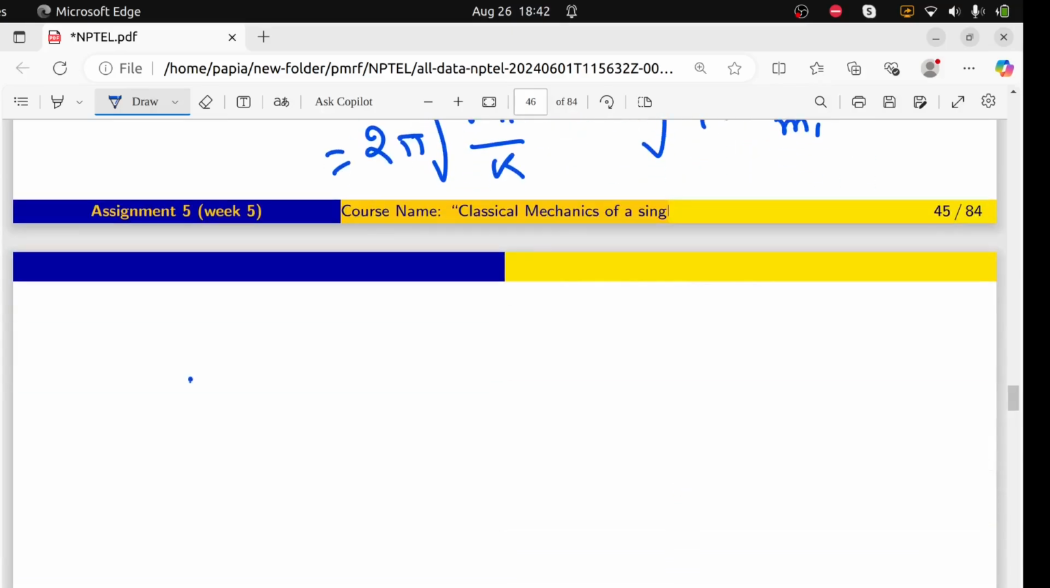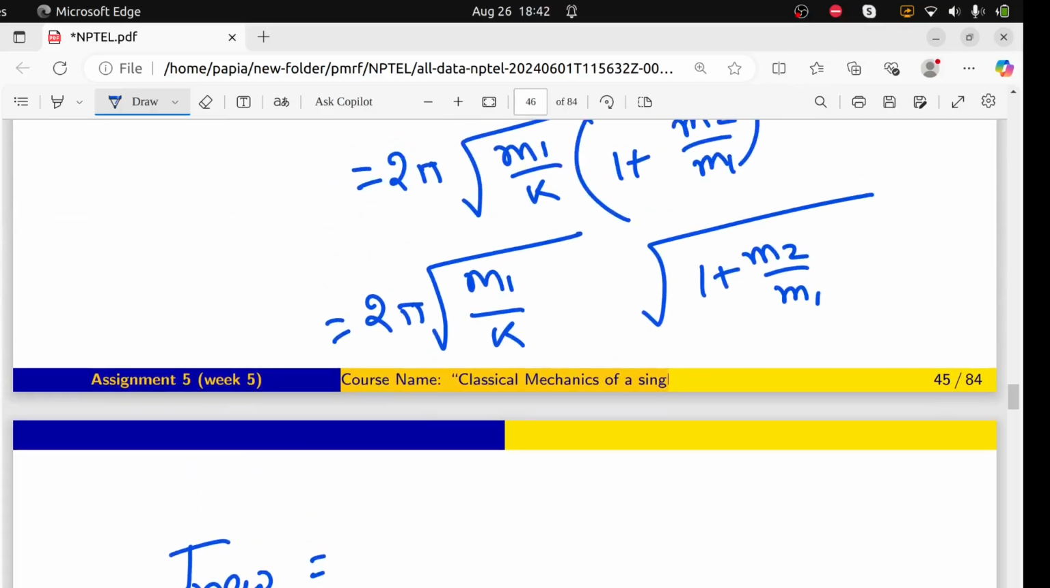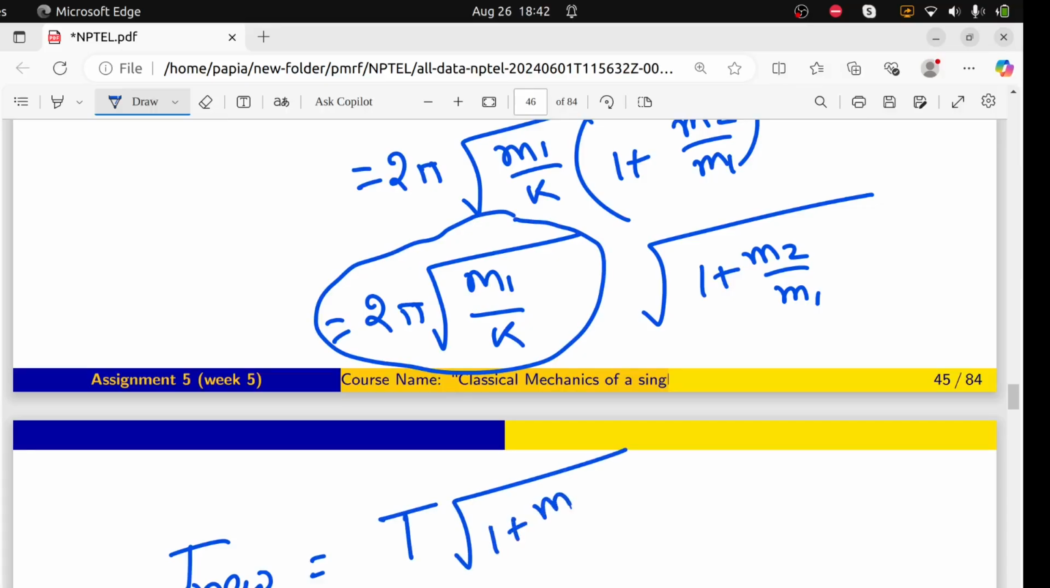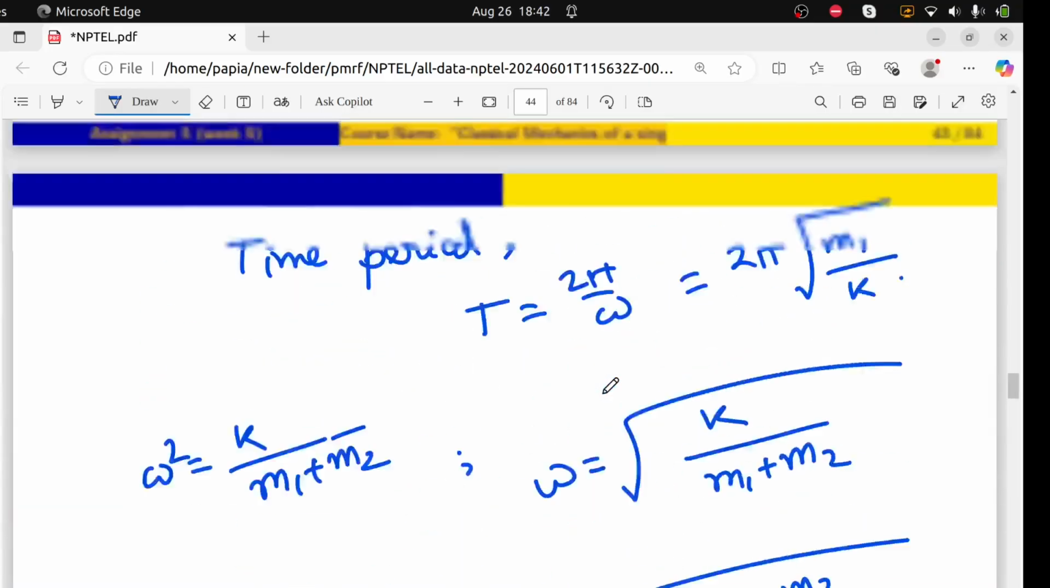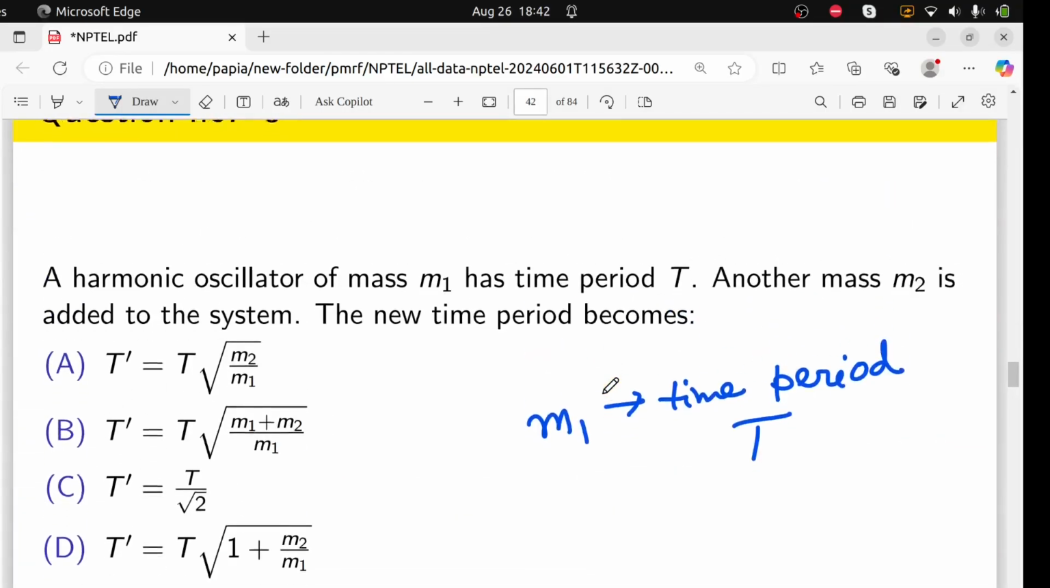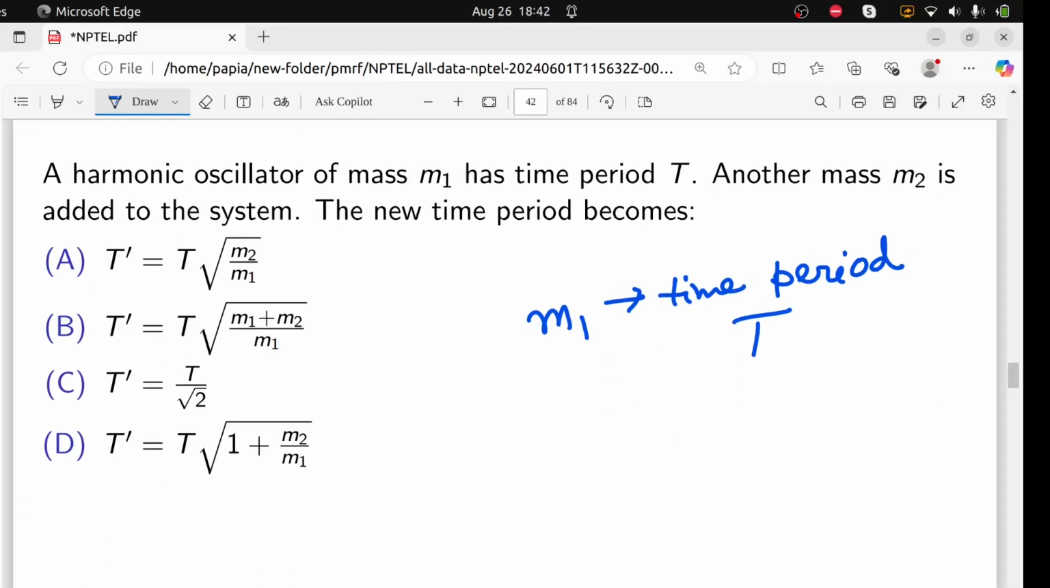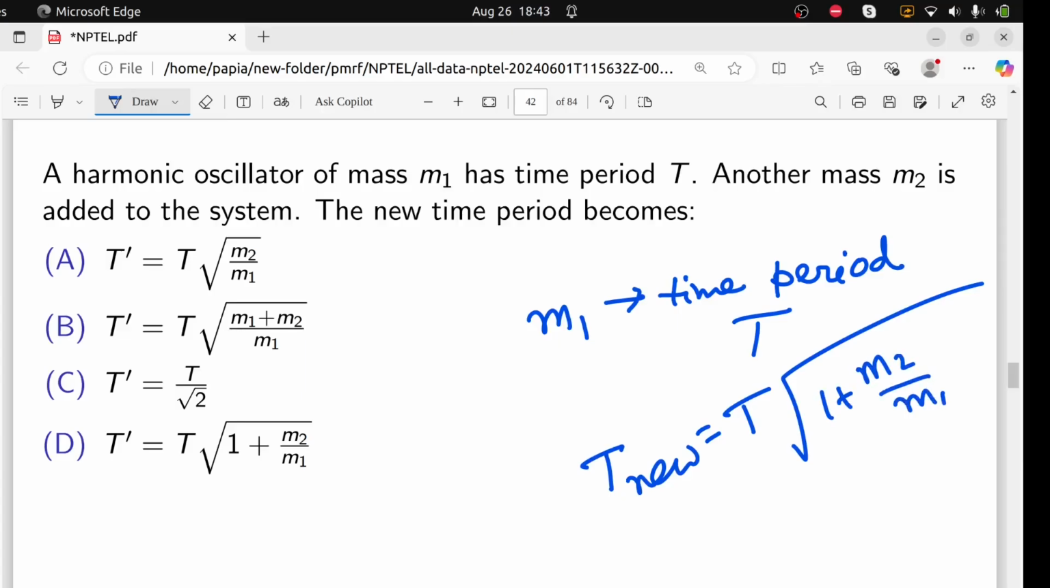Now our T new will be 2 pi root over m1 by k, this is coming as T, then root over 1 plus m2 by m1. So the answer is T new is T into root over 1 plus m2 by m1.